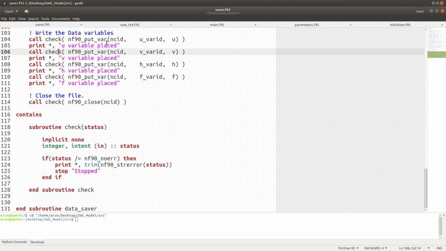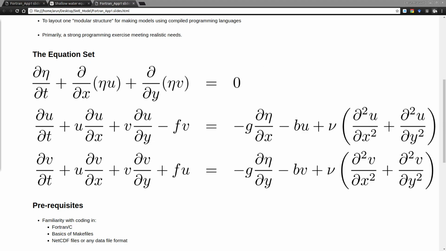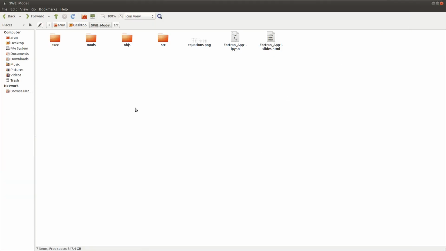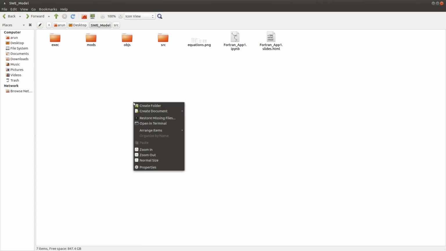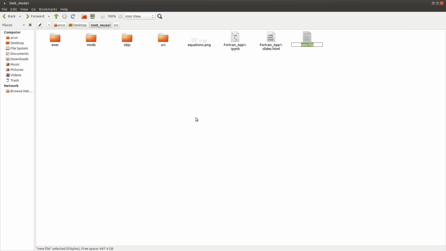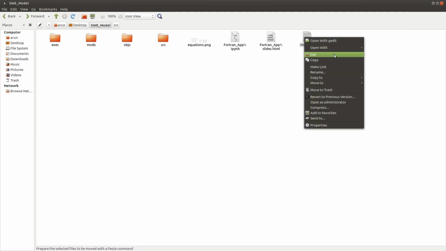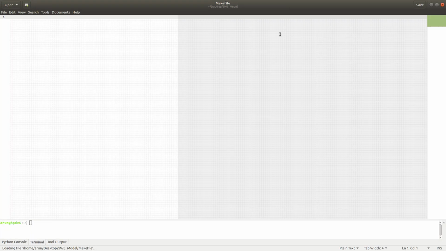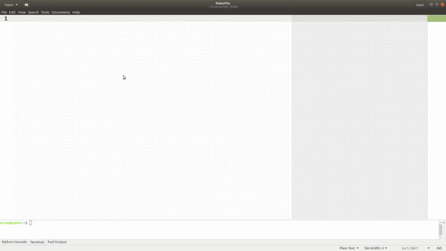So with this, our model is complete, and now let's create our make file along with this. So we can close all this. We can minimize this, and then we'll create a make file over here. So let's create an empty document, make file, and then let's open this with gedit. There we go. And then let's increase the size so that you guys can see this clearly.